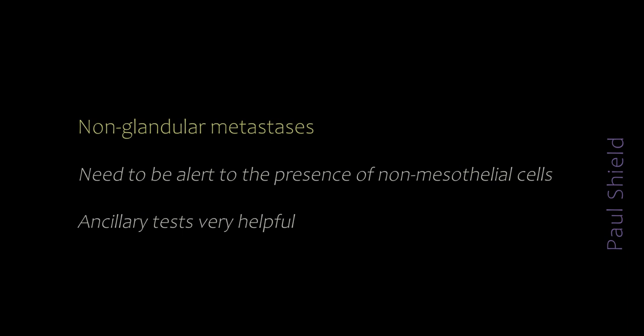So just in summary, non-glandular metastases are a lot less common, but you really need to be alert for anything that looks like it's not mesothelial cells, because that's going to be a metastasis usually. And use of ancillary tests is really essential in this area. So in all of those examples I showed you, we would use immunohistochemistry, or in case of lymphoma, flow cytometry, to confirm the diagnosis.